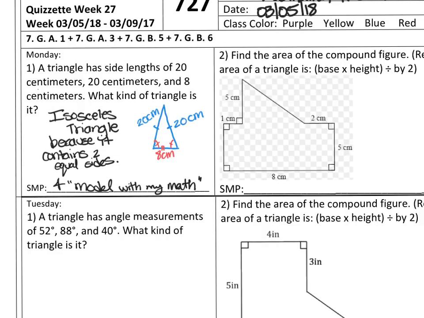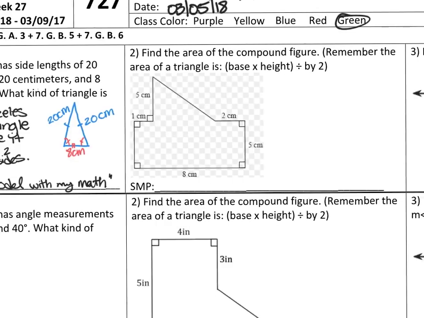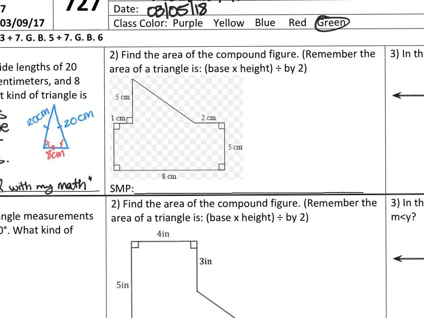Now let's look at number 2. It says, find the area of the compound figure. Remember, the area of a triangle is base times height divided by 2. Now this looks a lot more complicated than the compound figures that we calculated 2 weeks ago. So this is the first step. You need to break down the compound figure into two familiar shapes. The top figure is a triangle, the bottom figure is a rectangle.